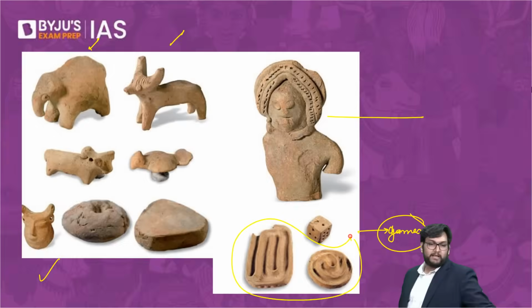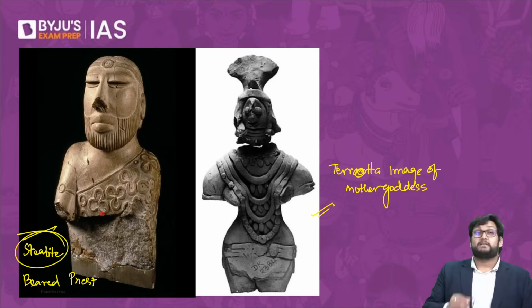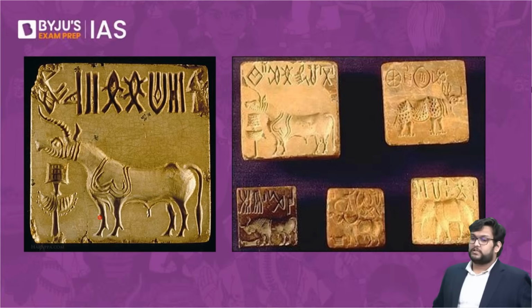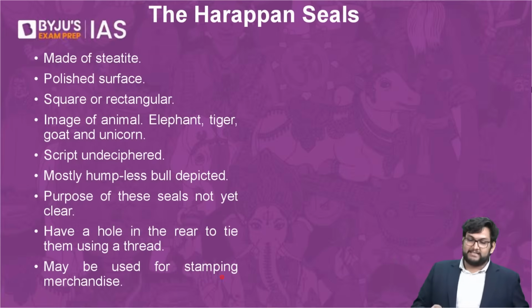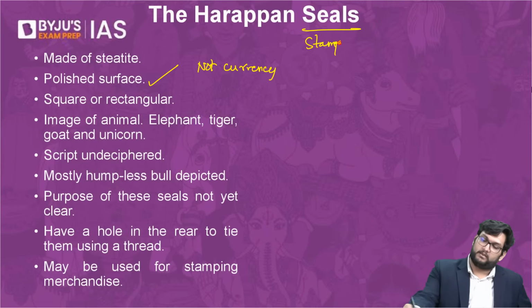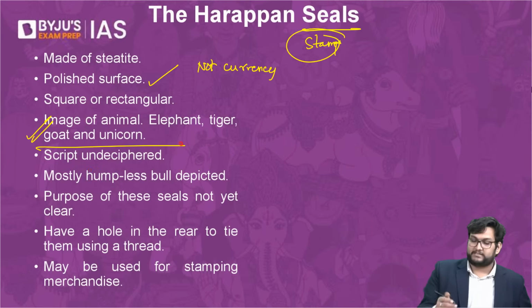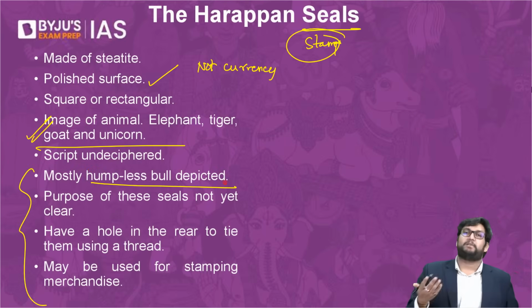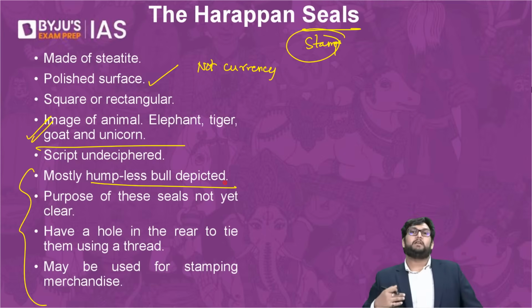Now, steatite could be used to make something like this. But steatite has one more use, and that use is to make seals. These are called seals. Now, these seals are not currency. They are rather stamps, which used to represent different objects and different forms of animals. And most common is the humpless bull, which is a very interesting thing. Bulls come with humps today, but when we talk about the evolutionary process, humpless bull was the most common.